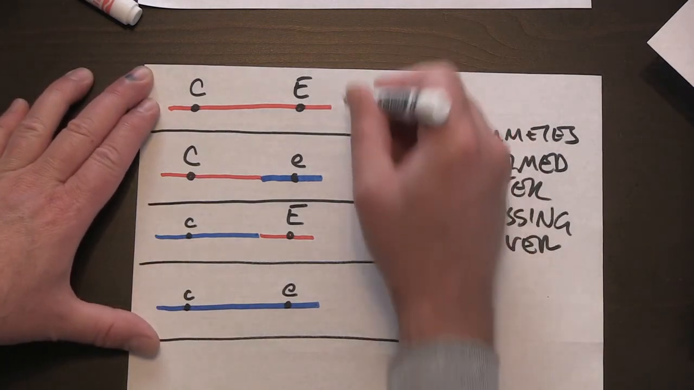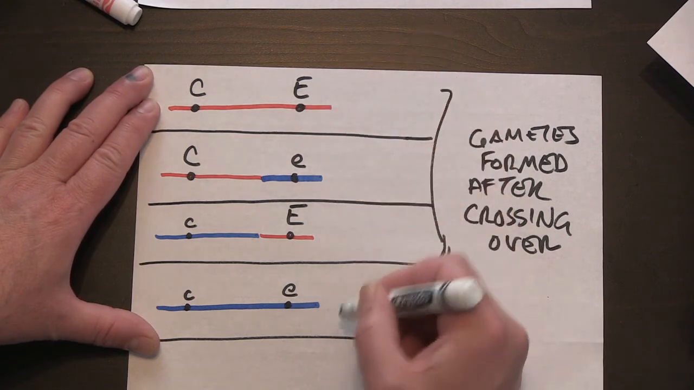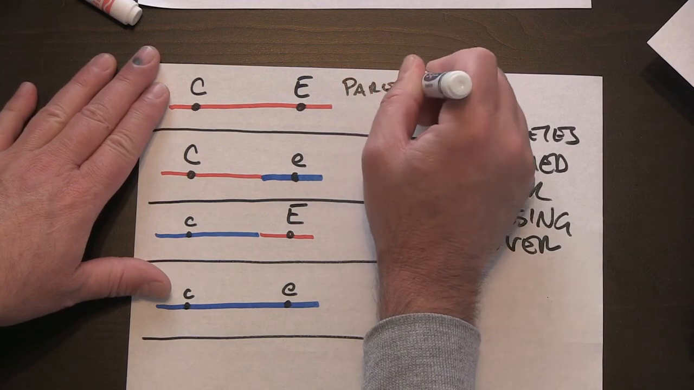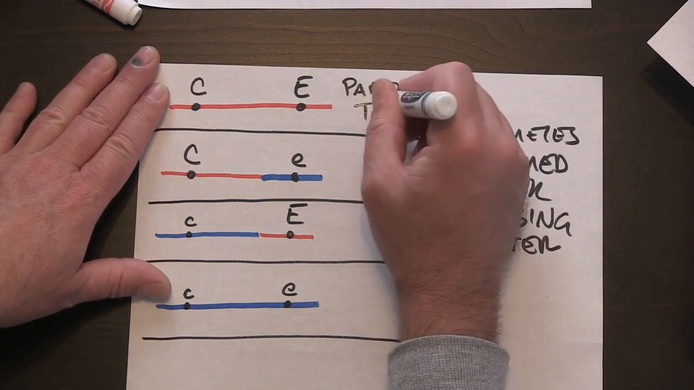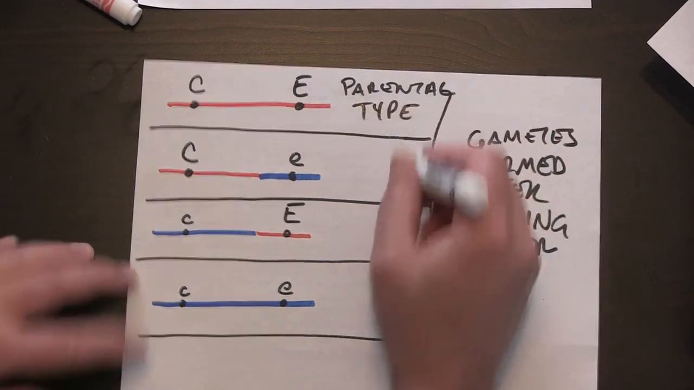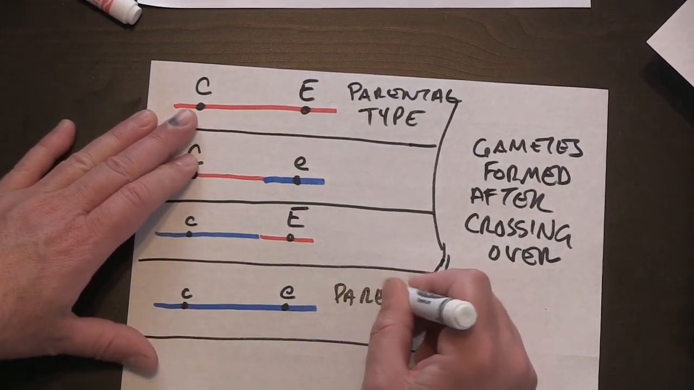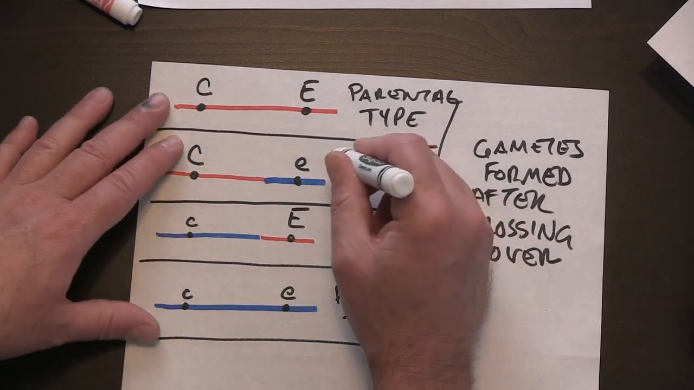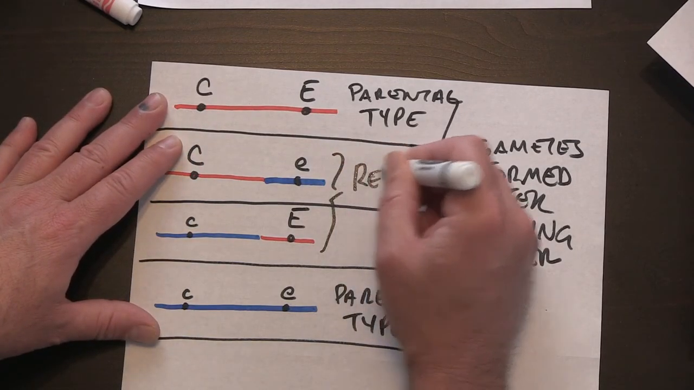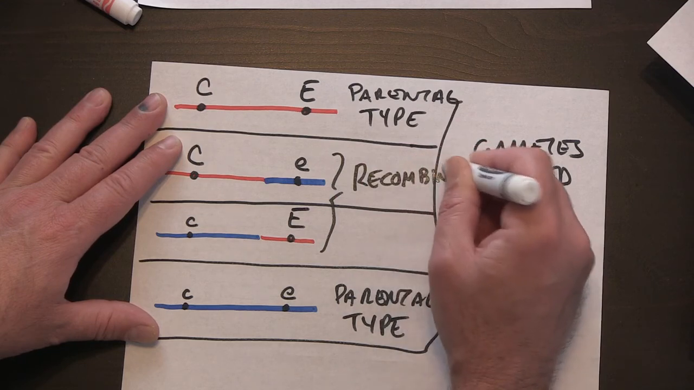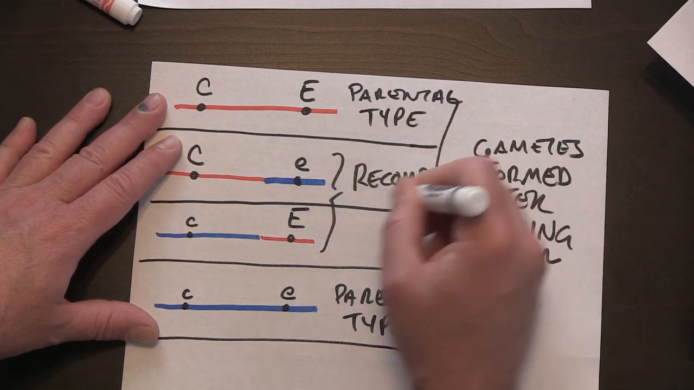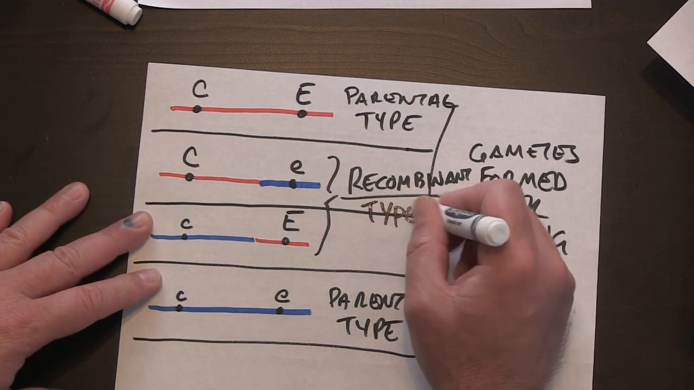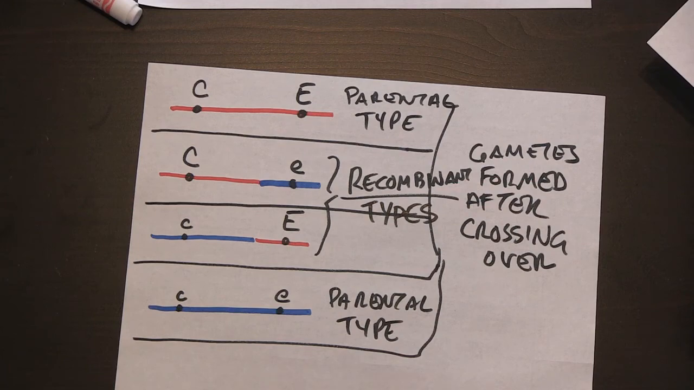These two that you have, both moms and both dads, these are called parental types. This is a parental. These two are called recombinant. Recombinant types. Okay.